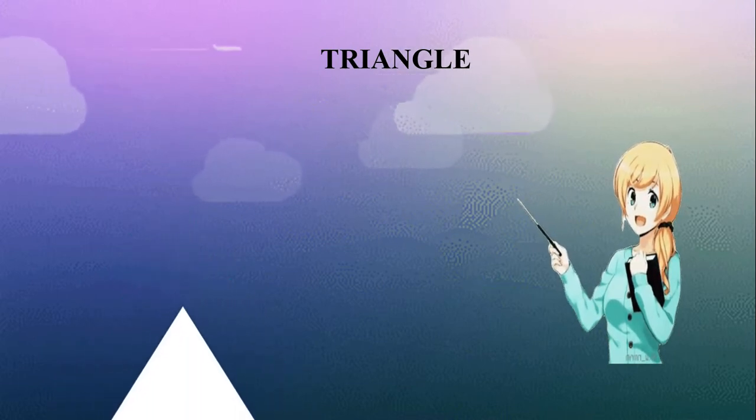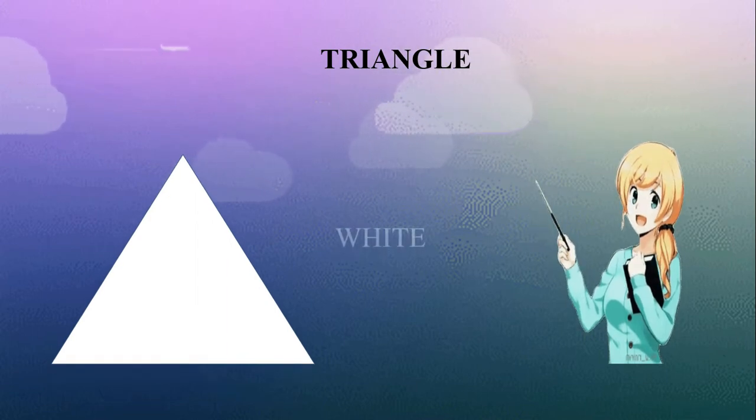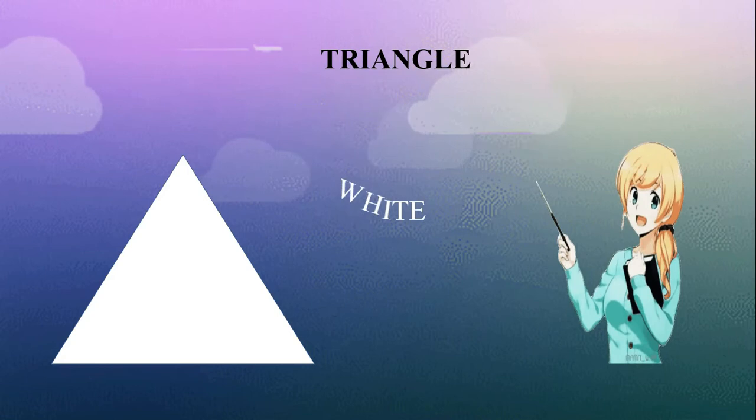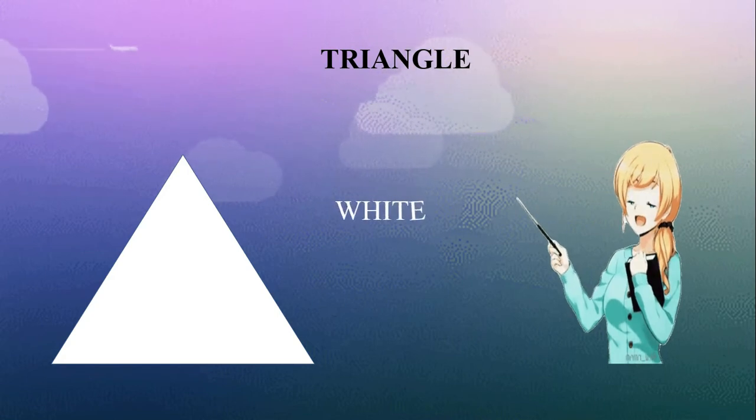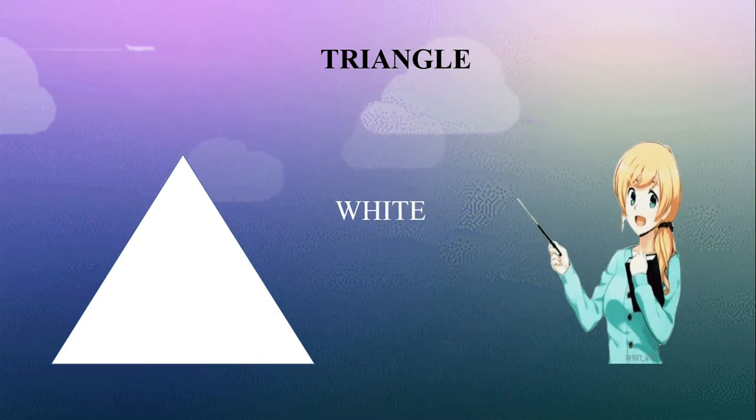Let us change the color of triangle to white. Now the triangle is white in color and the spelling of white is W H I T E.